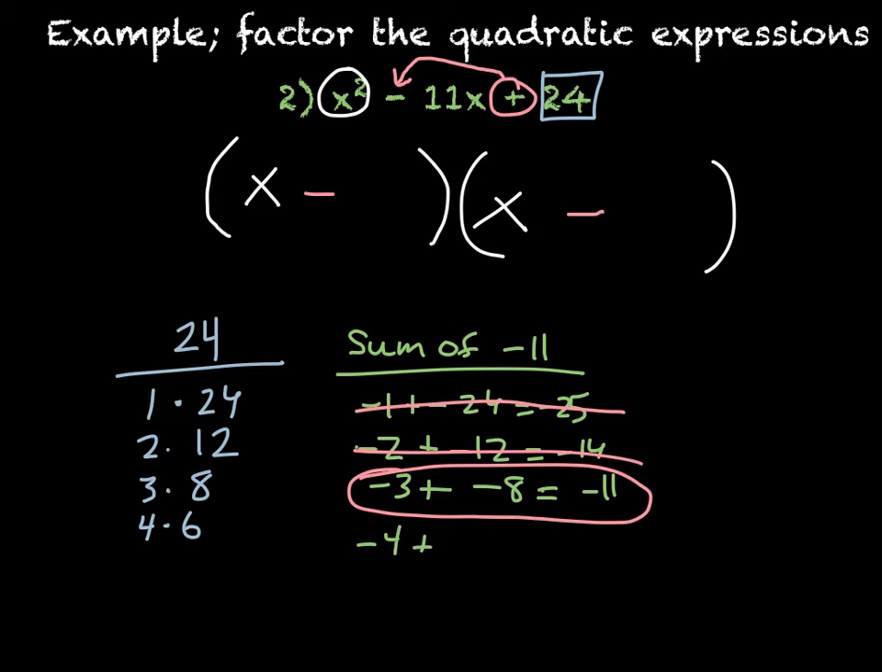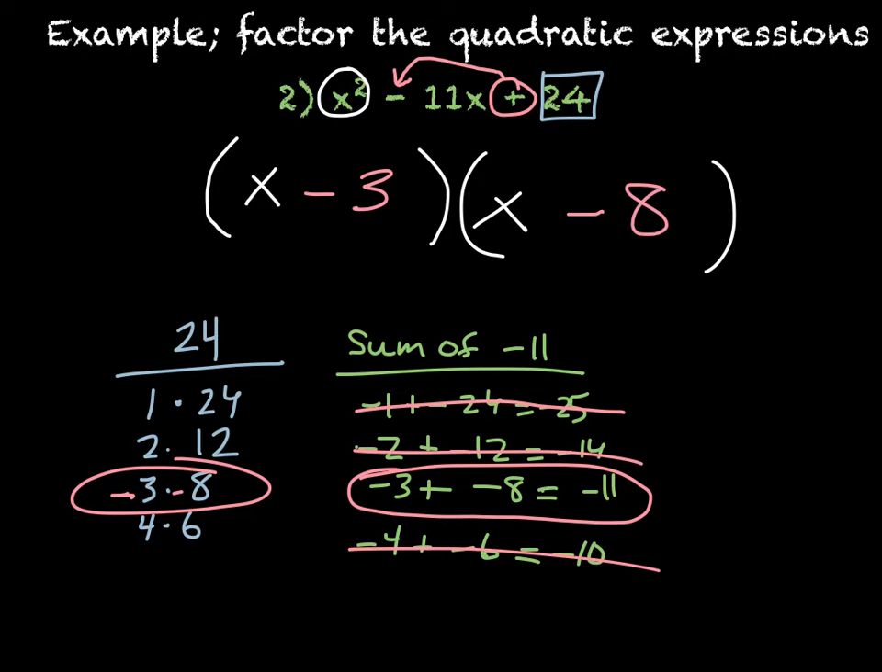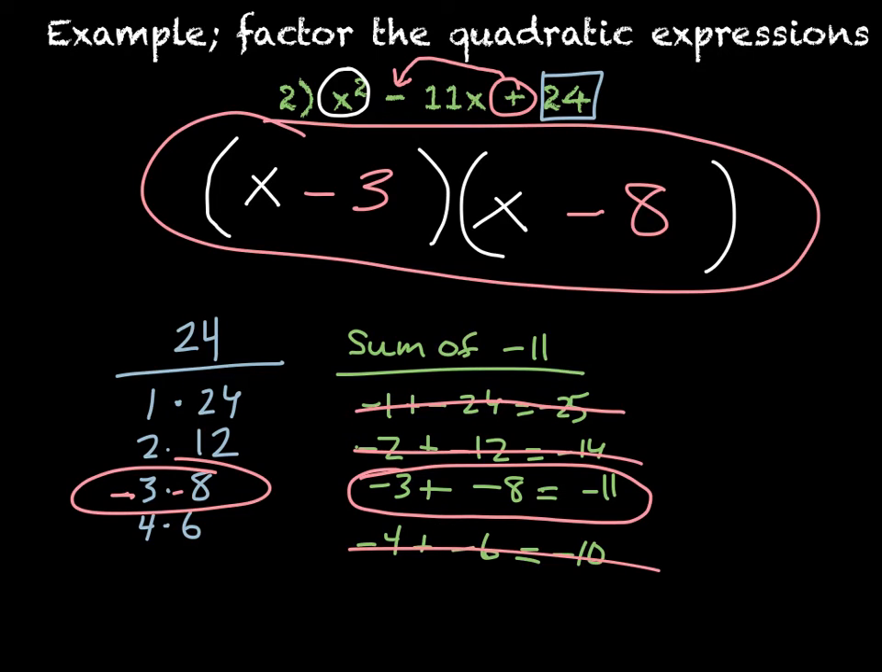Negative 4 plus negative 6 is negative 10. So it's not that one. So now I know that my factors are negative 3 and negative 8. So I'm going to put 3 and 8, and it doesn't matter which is which because they're both negative. So that would be your final answer: the quantity x minus 3 times the quantity x minus 8.